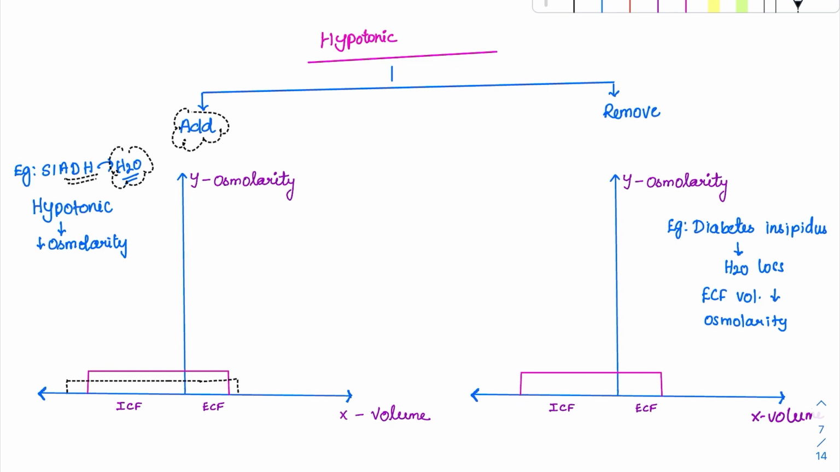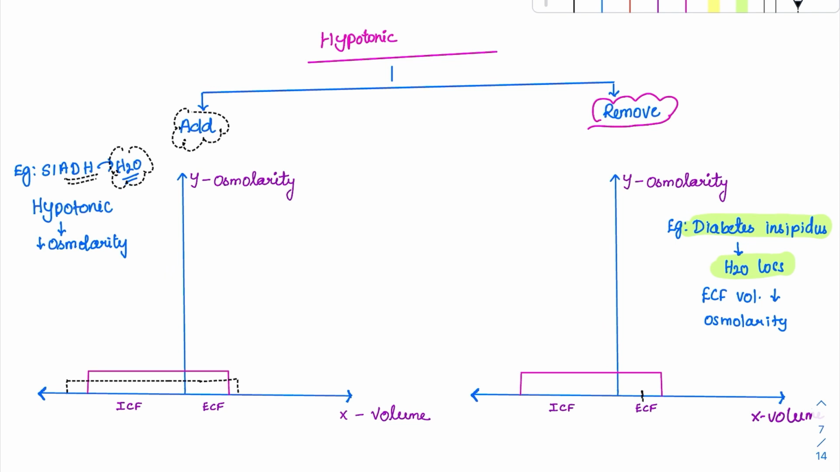Then what will happen whenever you remove the hypotonic solution from the ECF? Let's see. The classical example here is diabetes insipidus. Here there is just water loss. There is no solute loss. Whenever the water is getting lost, what will happen to the volume? The volume is going to deplete in the ECF. Whenever there is volume depletion in the ECF, the osmolarity is going to increase. First thing, we have to start here with the volume depletion. So the ECF volume is getting depleted.